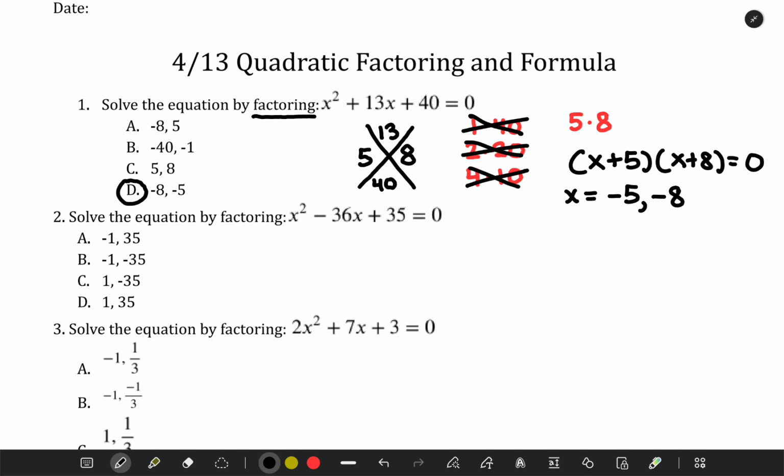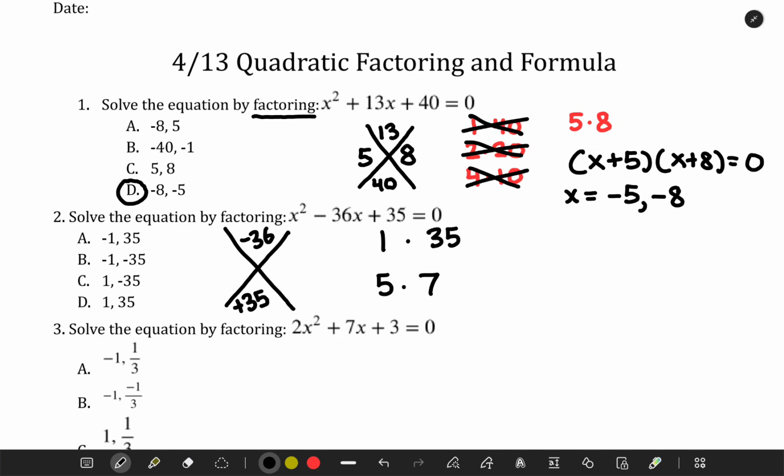Okay, so now for number 2, we have the same thing. x squared minus 36x plus 35 equals 0. Again, since it says factoring, what are we going to do? We're going to set up the x. In this case, we'll put negative 36 on top and positive 35 on the bottom. Once we have that, figure out the two numbers that make 35. There are 2 of them. It's 1 times 35, and then the other, which is 5 times 7.